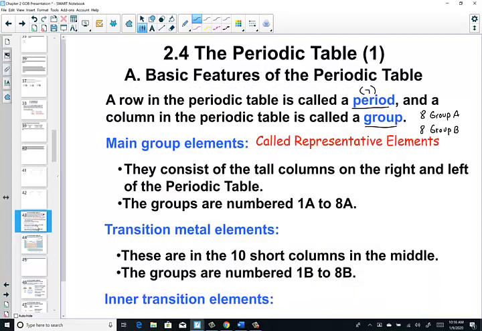18 columns divided into families of group A, representative, and group B, transitions. The main group elements are called representative elements. These are the tall columns on the right side and left side of the periodic table. They are numbered as group A elements, numbered 1A to 8A.